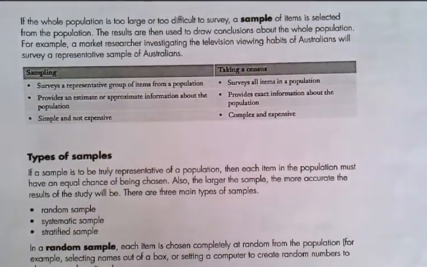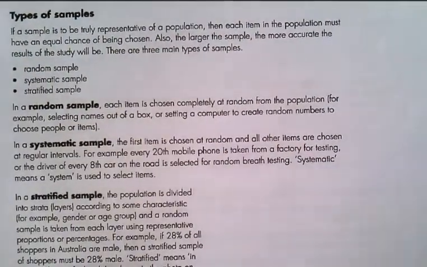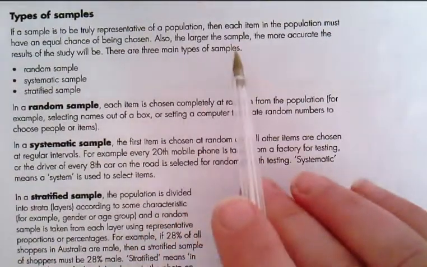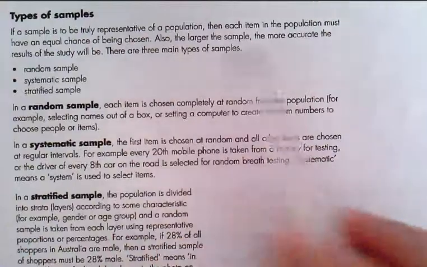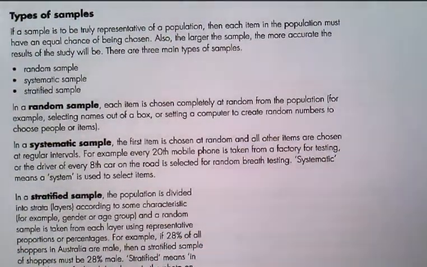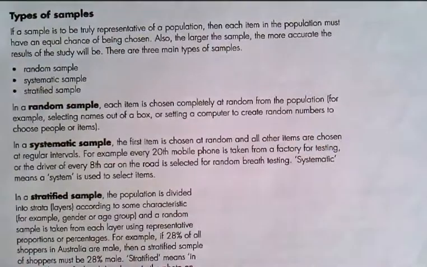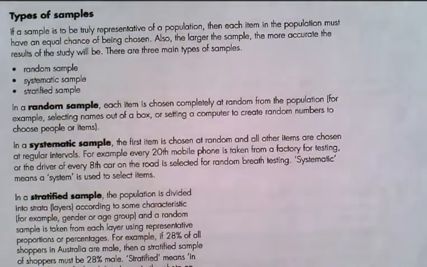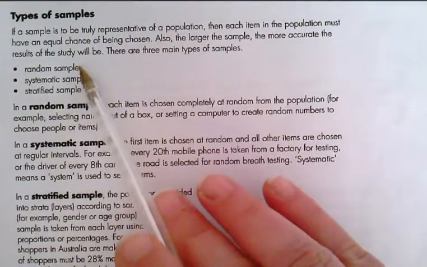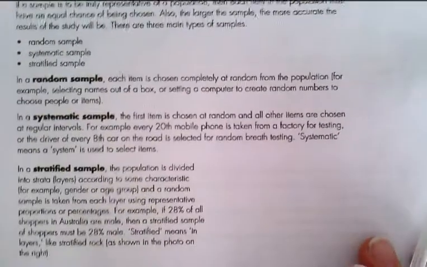All right. Now, there are ways that we can take our sample, and we're going to look at three methods of taking a sample. So the larger the sample, obviously, the more accurate the results will be, and the more that the sample is representative of the population. Meaning that each item in the population must have an equal chance of being chosen, the better, the more accurate the results will be as well. So there are three types of samples. We can have a random sample, a systematic sample, or a stratified sample.